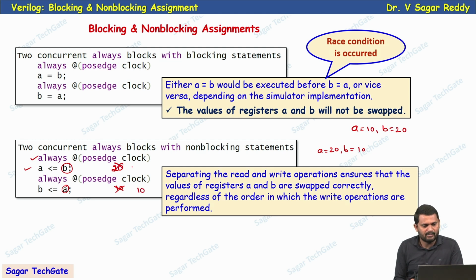So what is the B value? B value is also 20. So now we are evaluating this. We are reading this one. B is 20, A is 10.